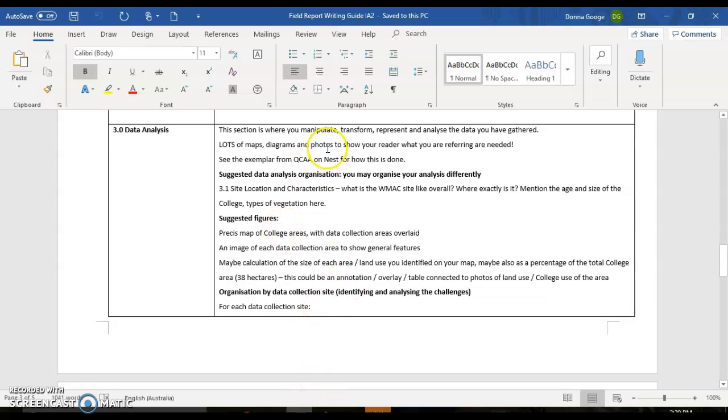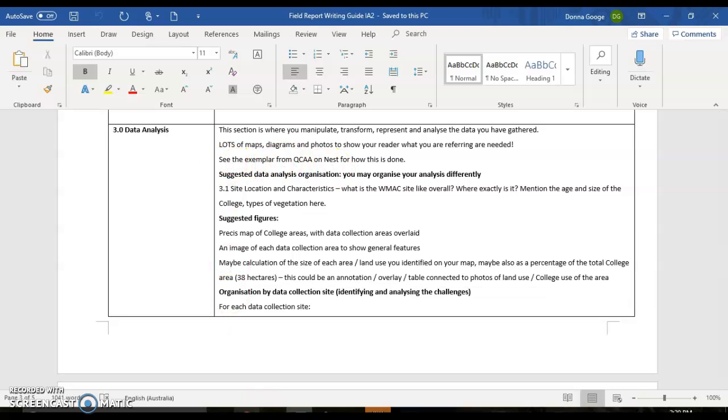First, this is where you're showing off where you have manipulated, transformed, and represented your data. So lots of maps, diagrams, and photos to show your reader, who is not me. Imagine you're writing this for Mr. McClay and the College Council. People who don't know a lot about geography, but who are very well educated. And that's what you're basing your analysis on.